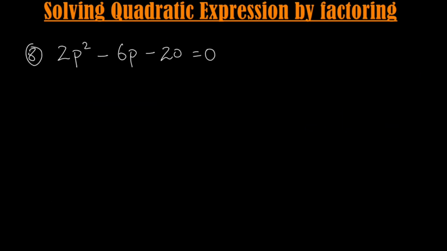Our final problem for this video is 2p squared minus 6p minus 20 equal to 0. So looking at this quadratic, we see that there's a common factor. So to make it a little easier, we're going to factor out that common factor. So 2 is a common factor. So we take out that 2, and we are left with p squared minus 3p minus 10 is equal to 0. So factoring out the common factor just makes it easier. We work with smaller numbers.